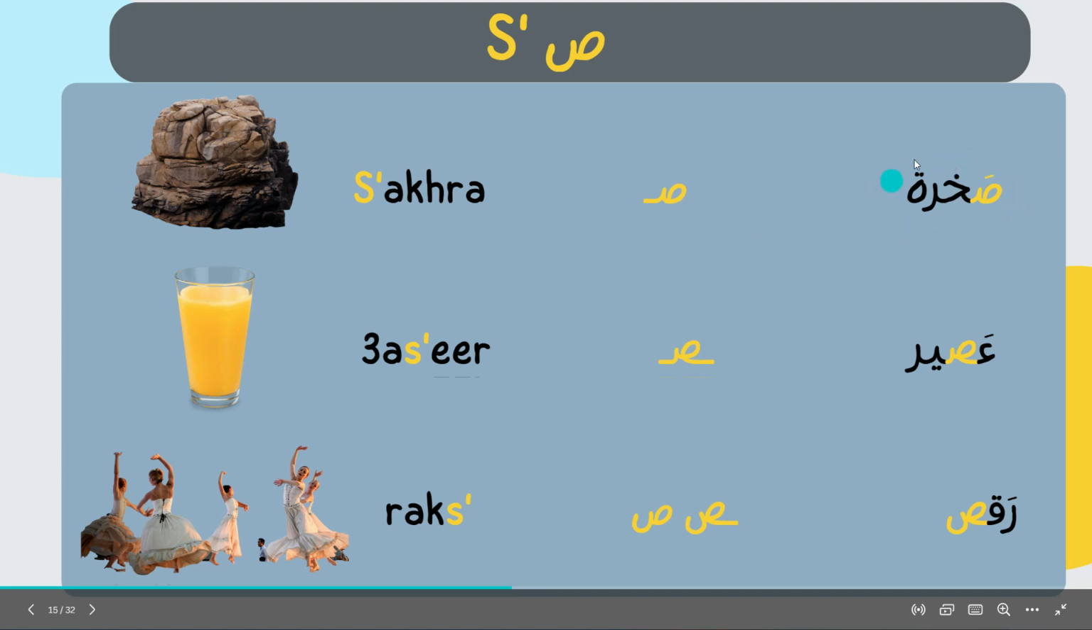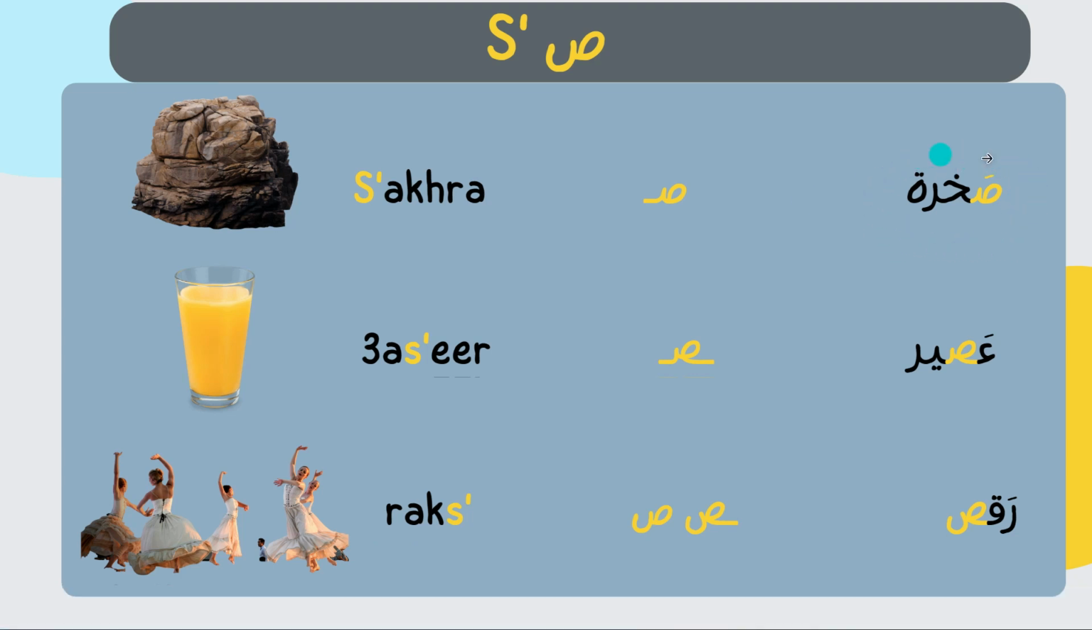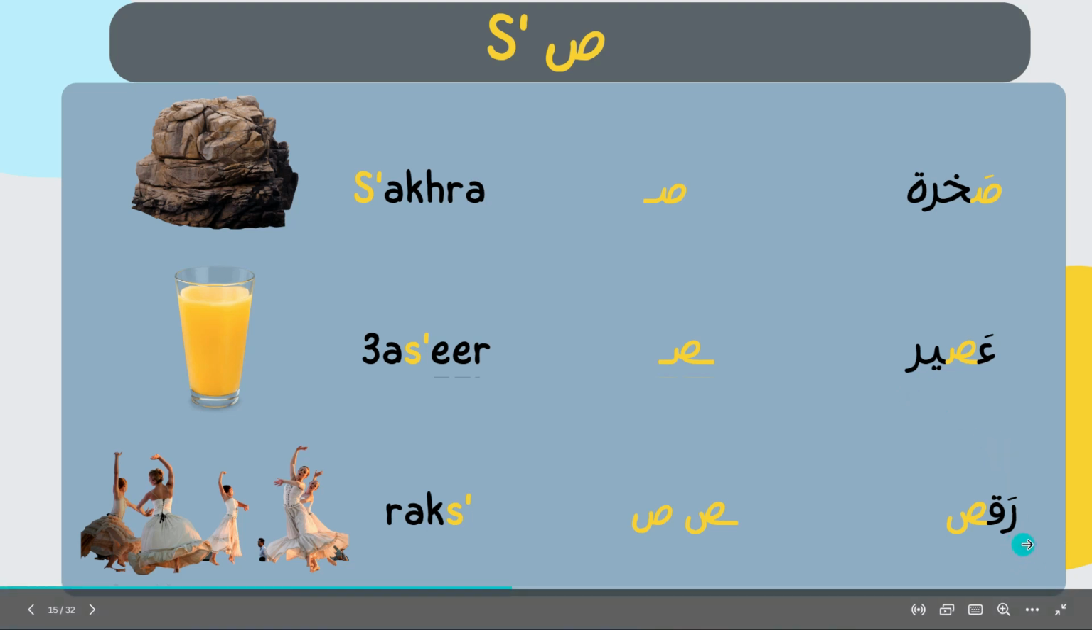Okay, let's check the first one. Which letters do you recognize? Right, we have the Sa, Kha, and Ra. Second word, we have Sa and Ra. Third word, we already know Ra and Sa.